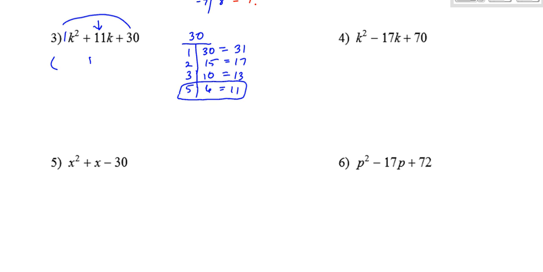And so I'm just going to make my two sets of parentheses. I put a k here and I put a k there. And then I have plus 5 and plus 6. And that is my final answer. It goes a lot quicker once you understand what you're doing.